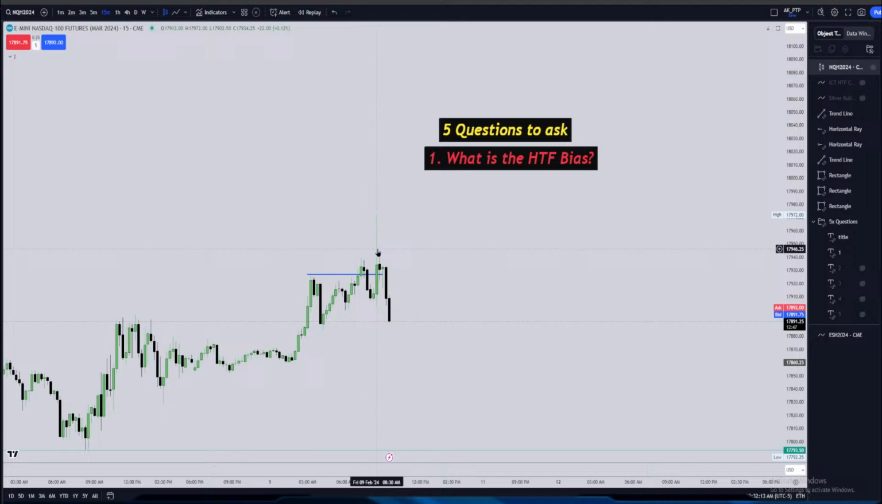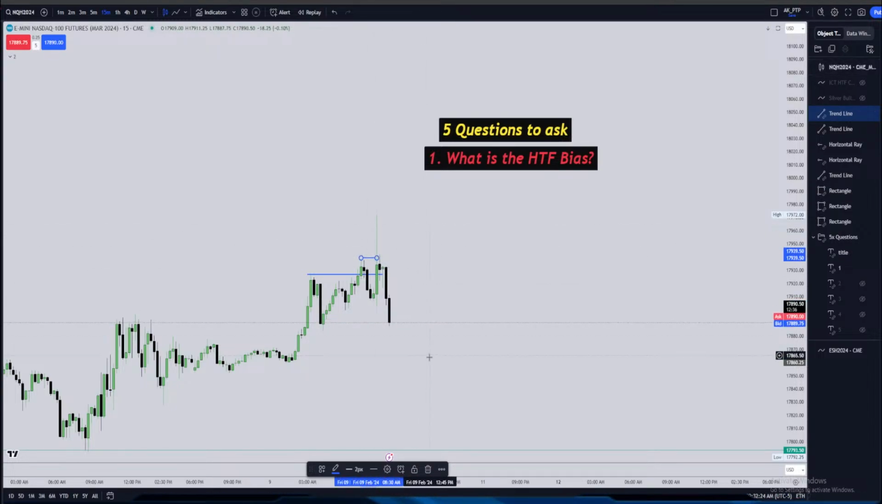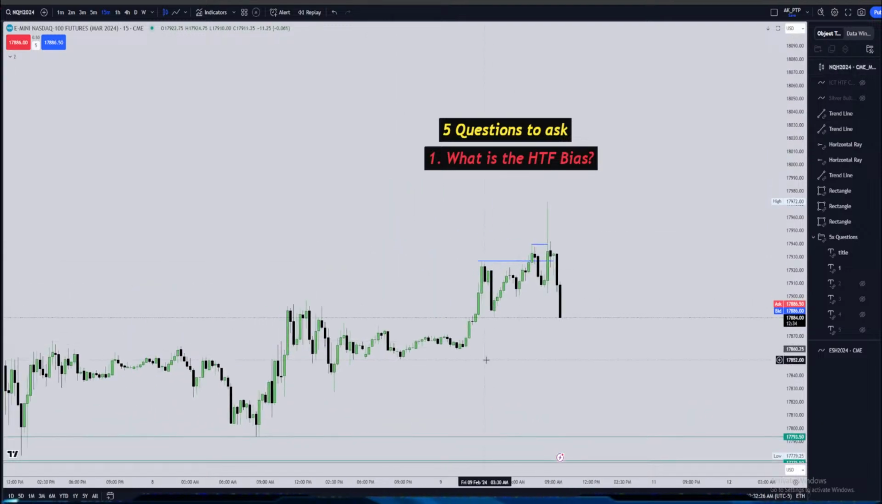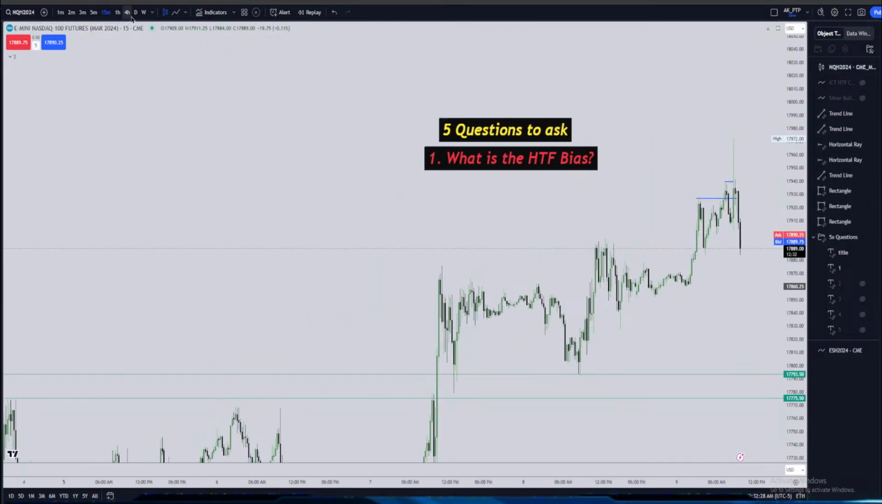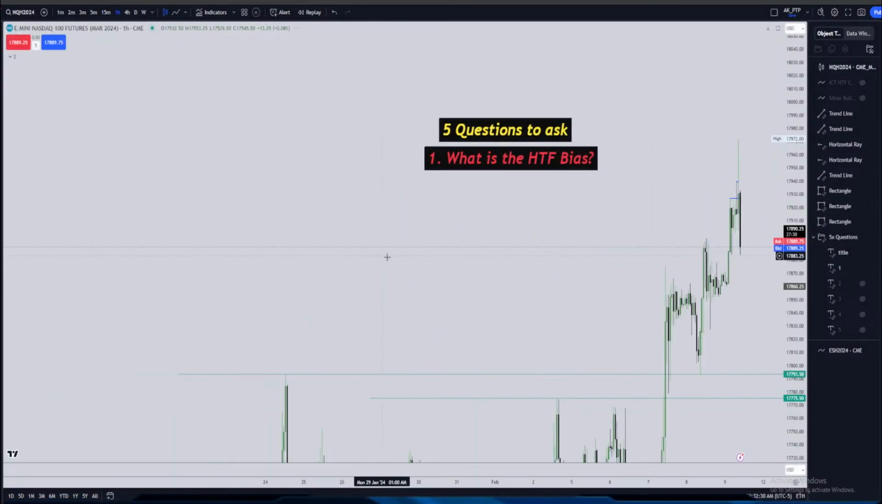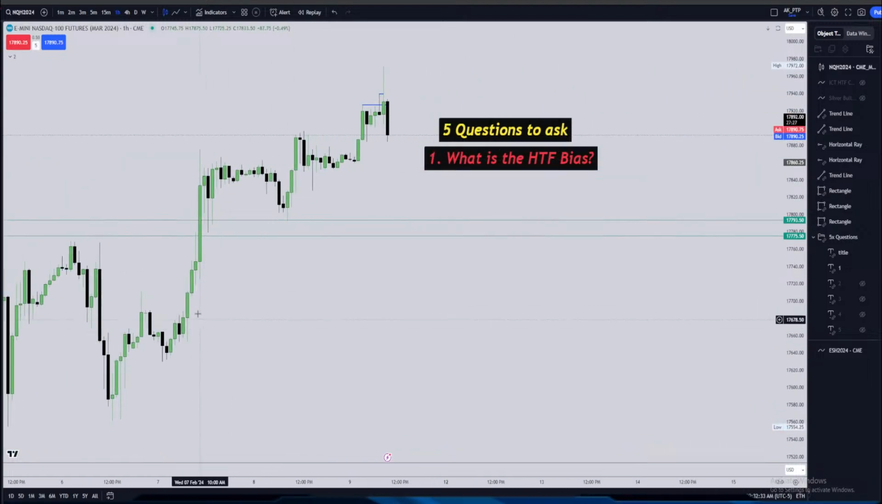But you see this huge candle, it took the liquidity, it failed to displace above. So this is a signal that possibly after this market can fall. It's falling now. Look around the, let me go to the hourly time frame for once.